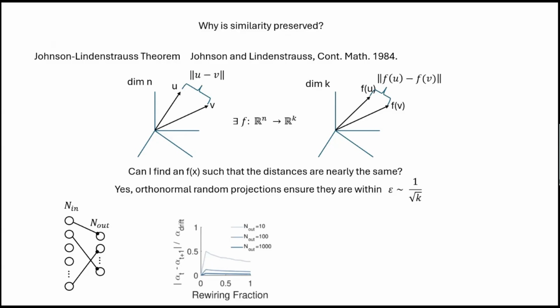So let's look at 0.5 rewiring fraction, let's say. And if I plot those 3 data points, you can see they go along this line, which is precisely just 1 over the square root of the output dimension. So the behavior of these types of networks really is well described by this theorem.